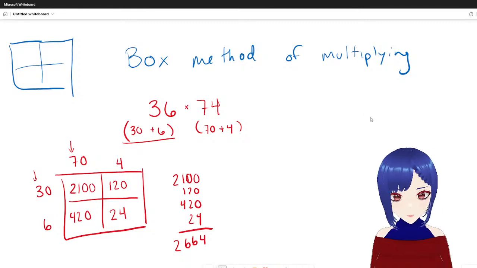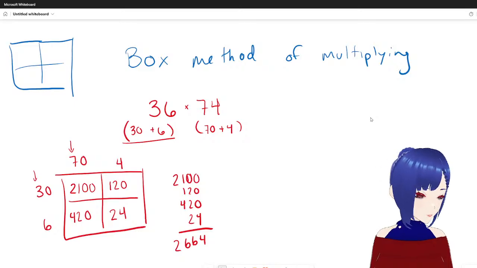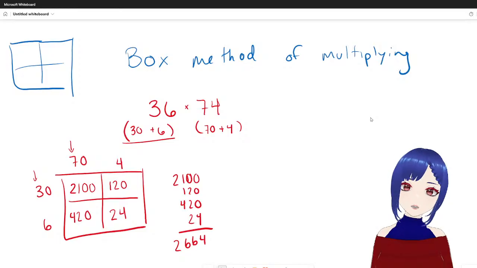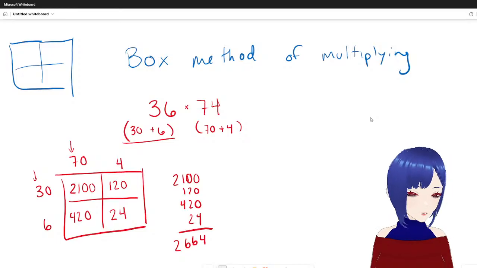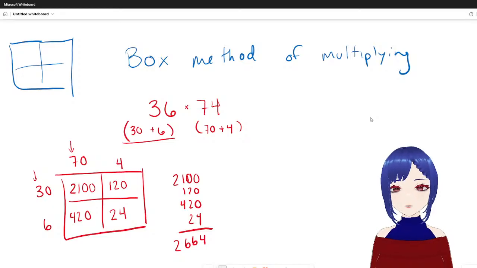And then if we wanted to check with a calculator, 74 times 36 is 2,664. And that's what we got. It's a lot easier if you just use a calculator. When I was younger, I was thinking that I never have a calculator with me. But guess what? Now we do. We have our phones with us and they always have a calculator.